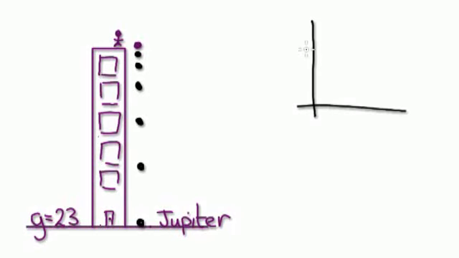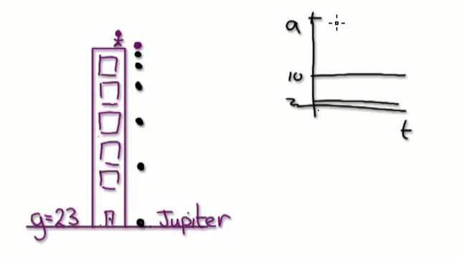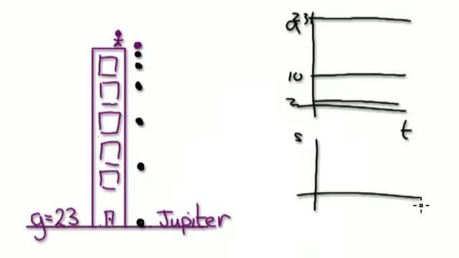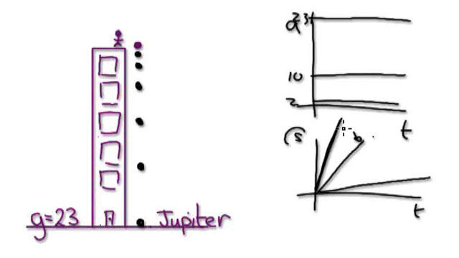Remember, our acceleration time graph for this cannonball will be, well, on Earth it is 10, on the Moon it's 2, and on Jupiter, well, Jupiter's 23, so it's miles up here somewhere. And our speed time graph on Earth, let's say the gradient is 10, okay. On the Moon it's probably somewhere like this. But on Jupiter, it's a lot steeper. So our speed time graph looks something like this.